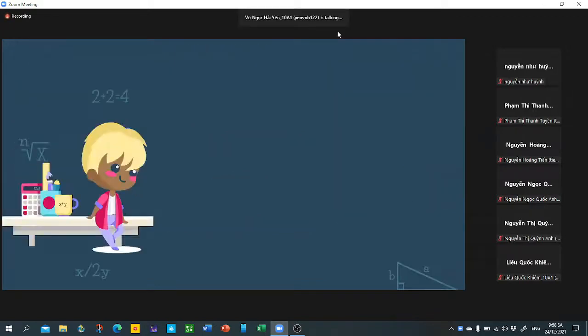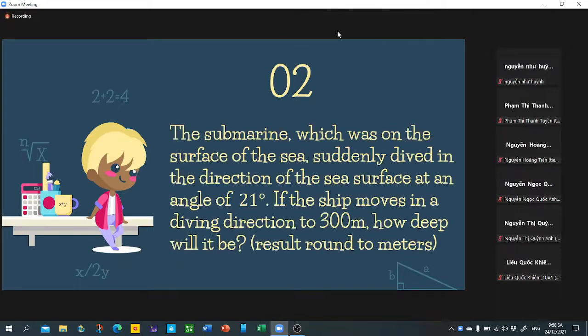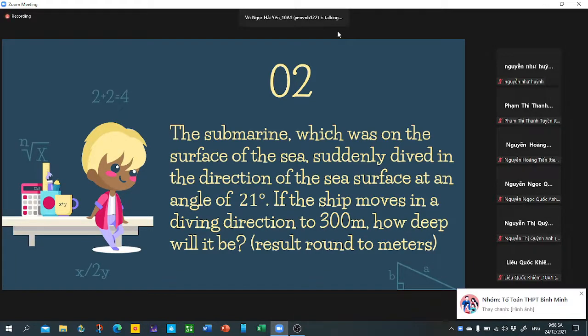Okay, so then we will move to exercise 2. The submarine, which was on the surface of the sea, suddenly dived in the direction of the sea surface at an angle of 21 degrees. If the ship moves in the diving direction for 300 meters, how deep will it be? And remember that the result will be rounded to meters.